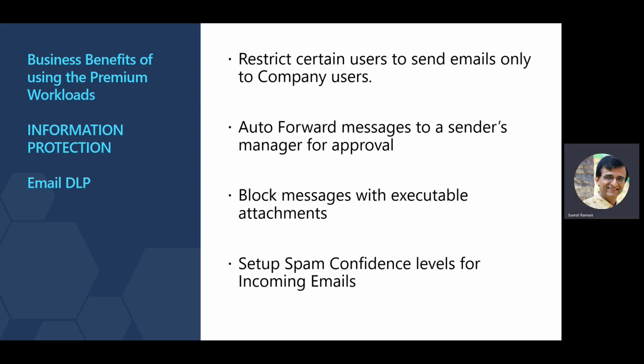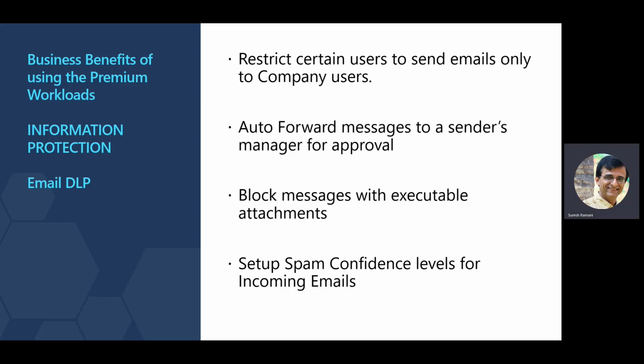Now let's get into information protection. First, we'll explore email-based data loss prevention. Email is the most preferred way of corporate communication. Not surprisingly, it is also the most preferred way of leakage of corporate information. So let's see how we can prevent the same. Number one, restrict certain users to send emails only to company users. So if you have users whose job does not require them to interact with people outside the company, we can ensure that they cannot send emails to any non-company users.